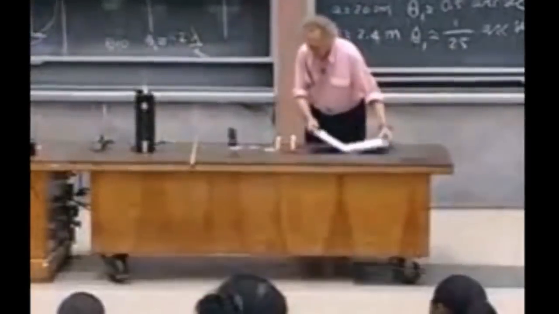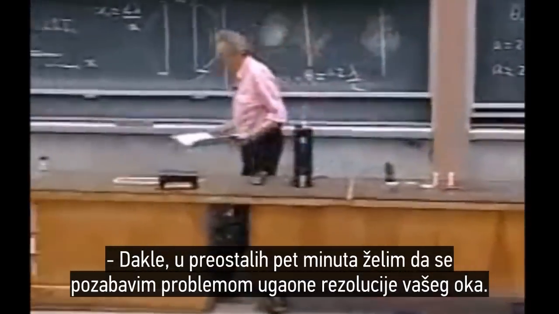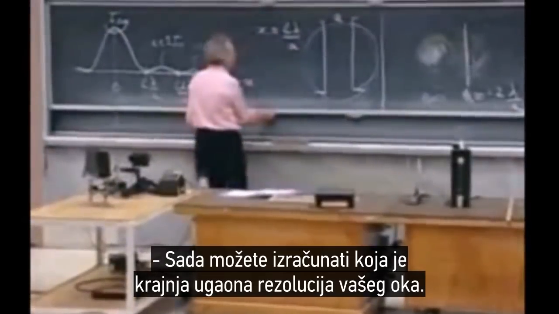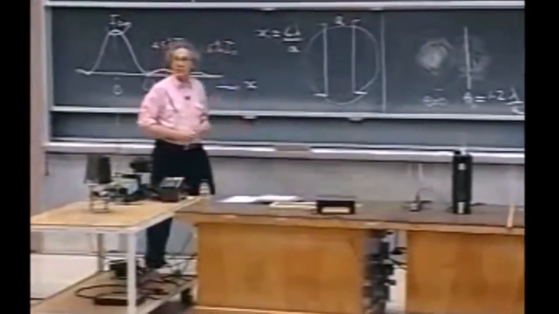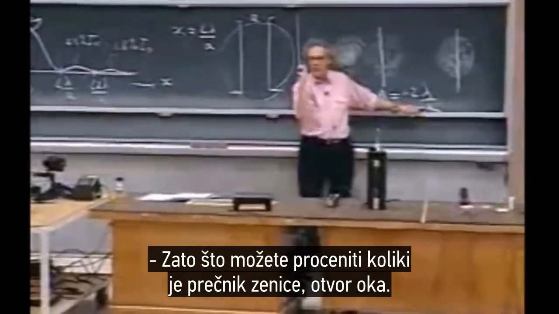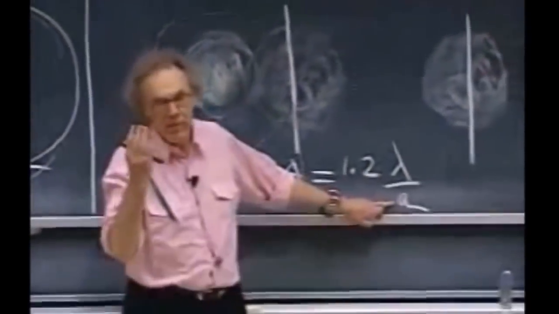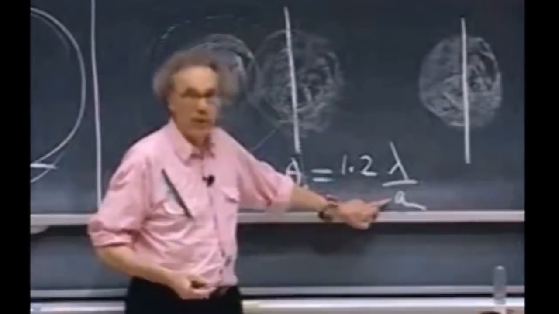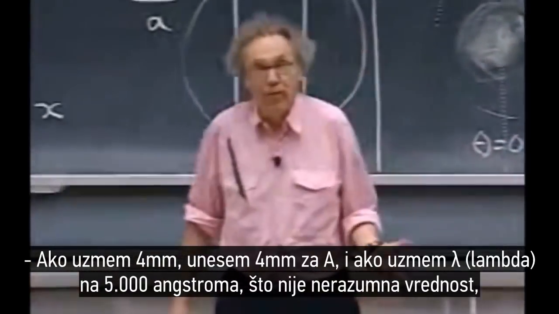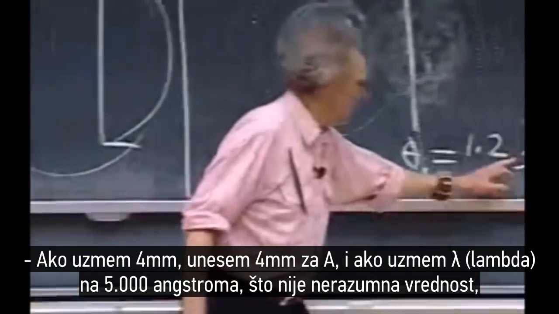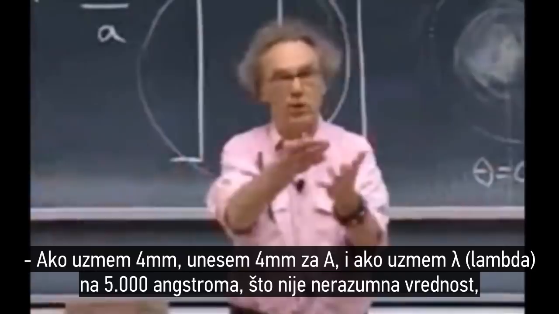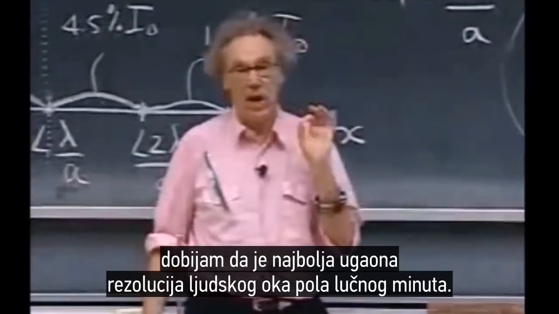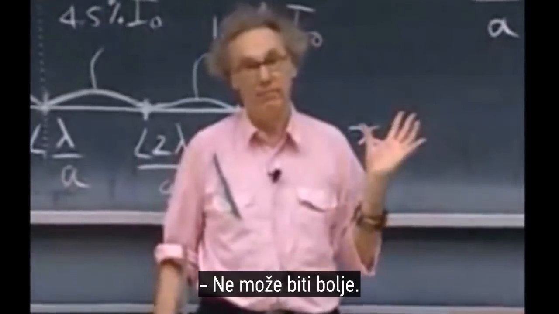Walter Lewin. So in the remaining 5 minutes, I want to address the issue of the angular resolution of your own eye. You can now calculate what the ultimate angular resolution is of your own eye, because you can estimate what the diameter is of the pupil, the opening of your eye. 3 millimeters, maybe 5 millimeters, a little bit larger at night when it is dark. Pupil opens up, but we can calculate what this is. If I take 4 millimeters, so I put in for A 4 millimeters, and if I take lambda 5,000 angstroms, it's not an unreasonable value, then I find that the best angular resolution of a human eye is half an arc minute. Cannot be any better. There's just no way around it.